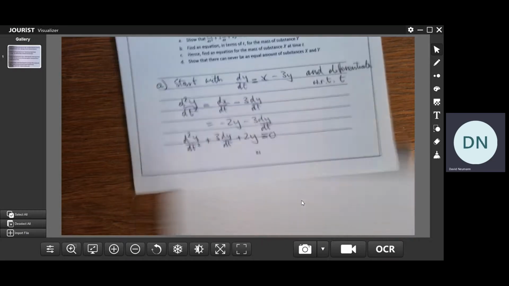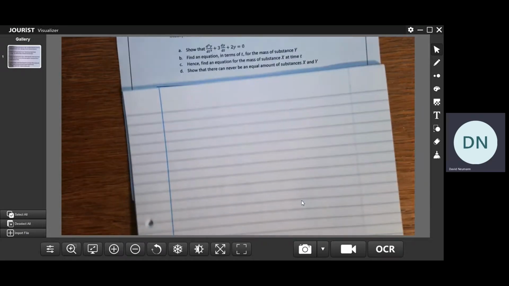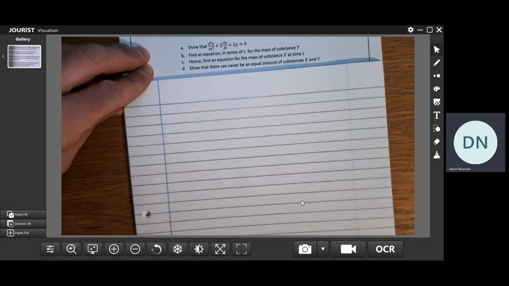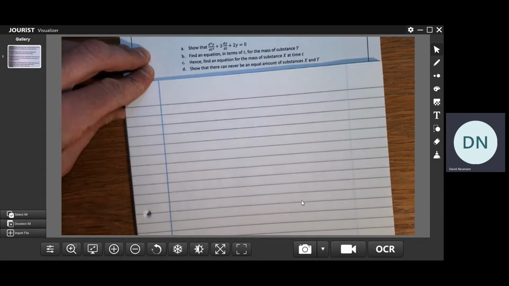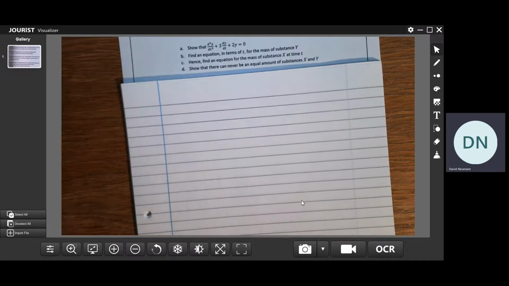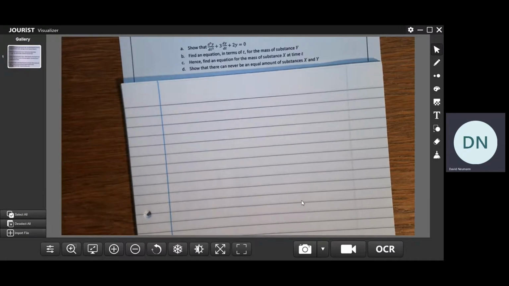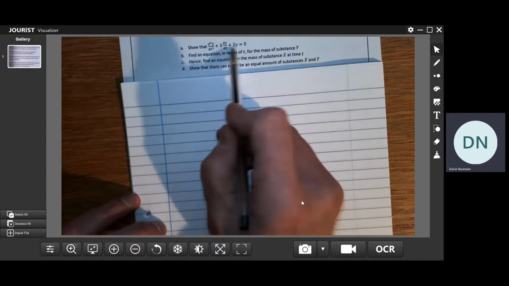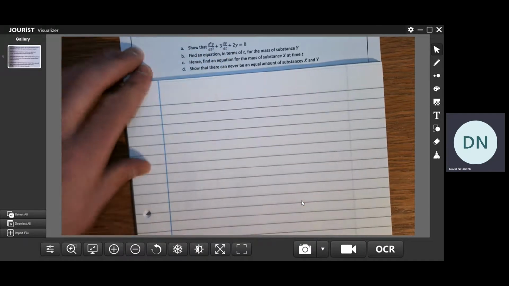So let's go on to part B. Find an equation in terms of t for the mass of substance y. So really what that's saying is solve this differential equation.